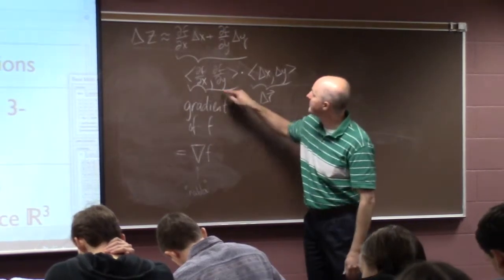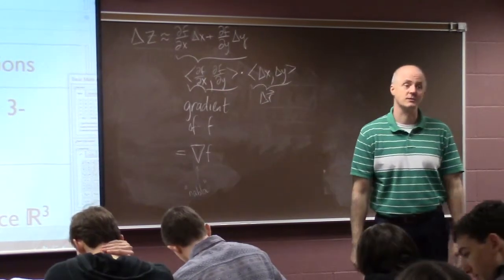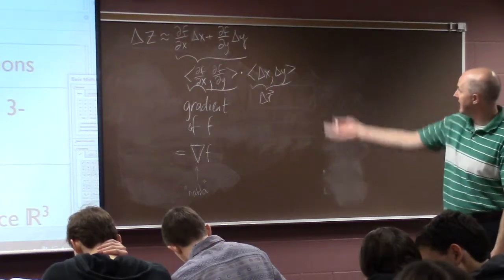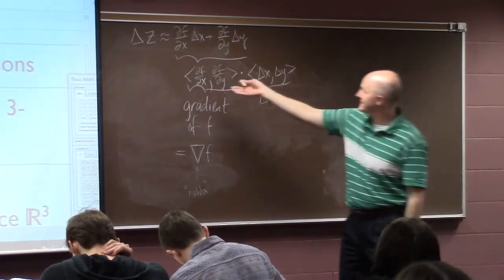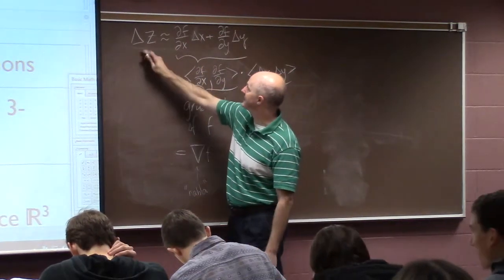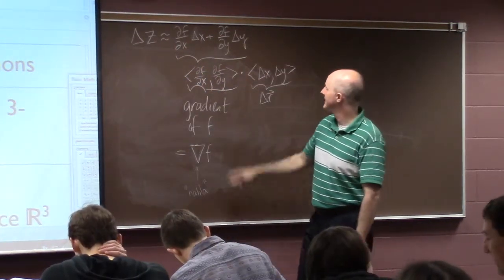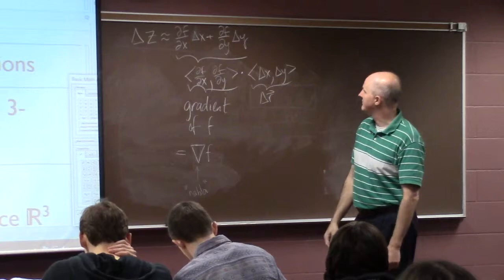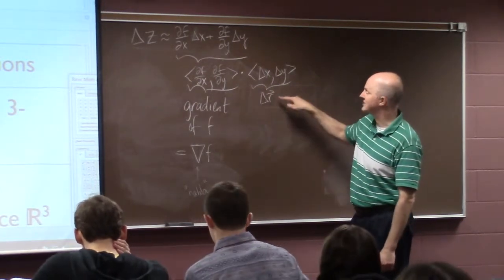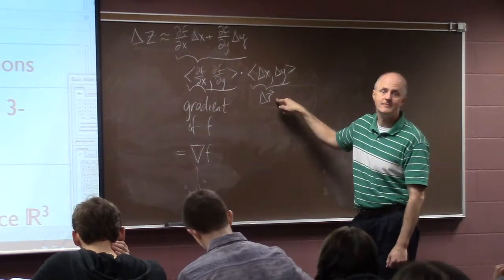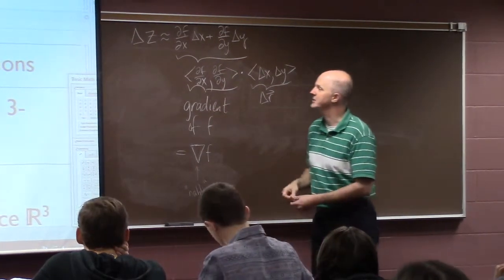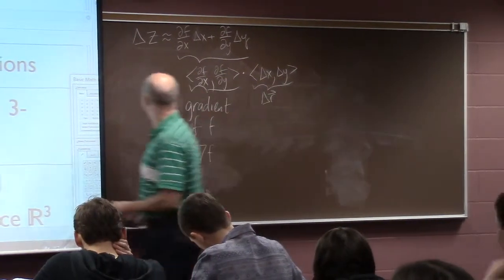It's this vector whose components are the partial derivatives. And this is one reason it's important: you can approximate the change in the output of the function by taking the gradient of the function dotted with the change in the position as a vector. That's an approximation you can write down. What else can you do with the gradient?